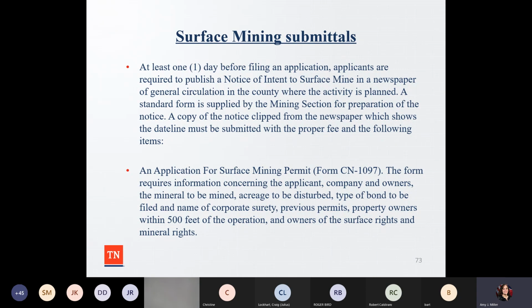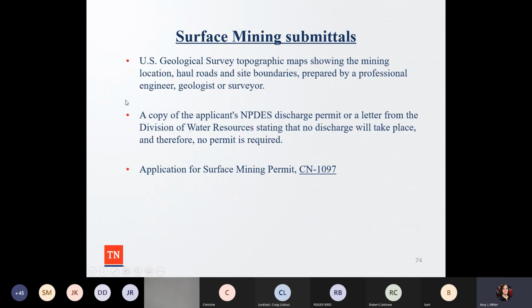And then there's also Form CN 1097 that has information regarding the applicant, company, the mineral to be mined, the acreage, type of bond to be filed, corporate surety, if you've had any previous permits, property owners that are within 500 feet of the operation, and owners of the surface rights and mineral rights. So again, make sure you have all your I's dotted and T's crossed, you have all that information whenever you're doing that activity, and that property owners within 500 feet of the operation are made aware. That is really important.